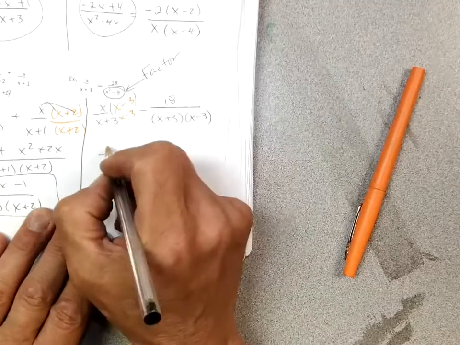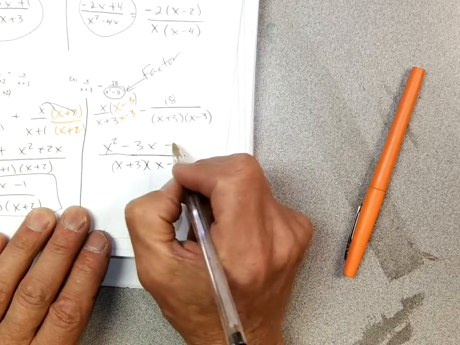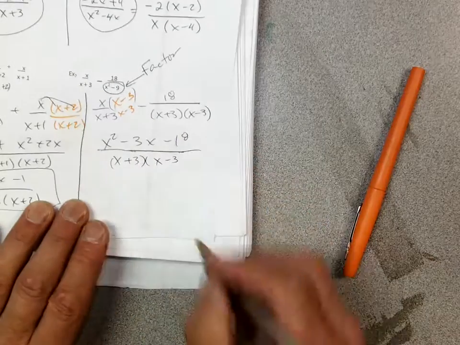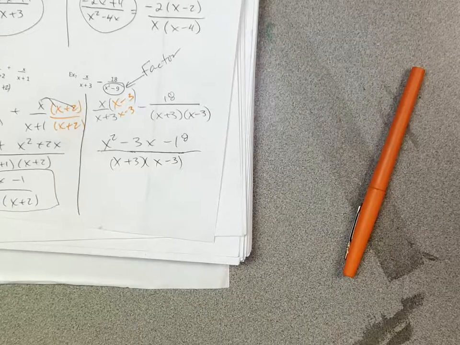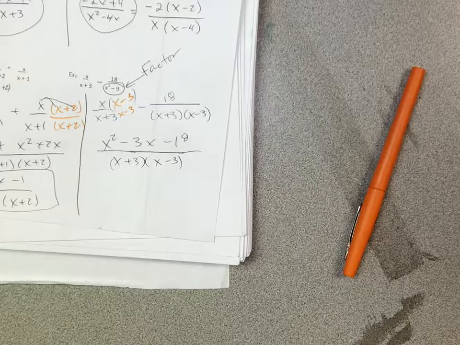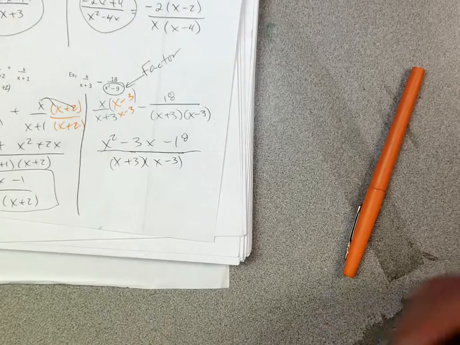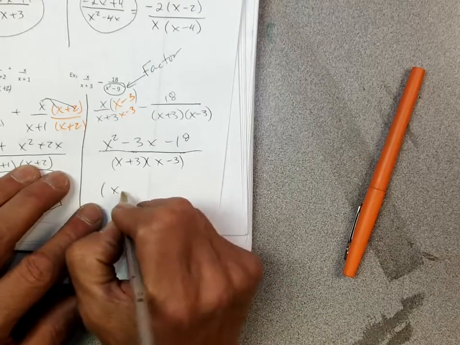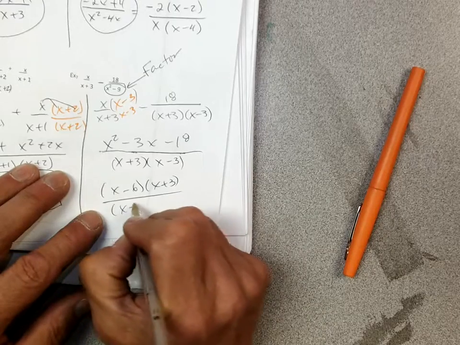So then I get an x squared minus 3x minus 18, right? Oh, I found one. Good. I knew I had one in there. Okay? Now, I can do more. Does anybody see anything? What do you see? So if I factor the top, we'd have an x minus 6, x plus 3, over x plus 3.